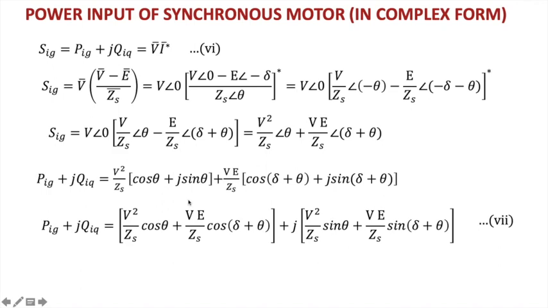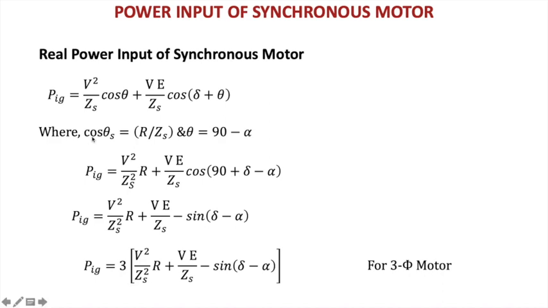When you convert into rectangular form, the angle will be substituted by cos theta plus j sin theta, and you segregate the real and the imaginary part. After segregation, you will get the real power input to the synchronous motor. This cos theta is equal to R by Z, so that is substituted over here, and the final equation you get is input power as V square by Zs square into R plus VE by Zs into minus of sine del minus alpha.